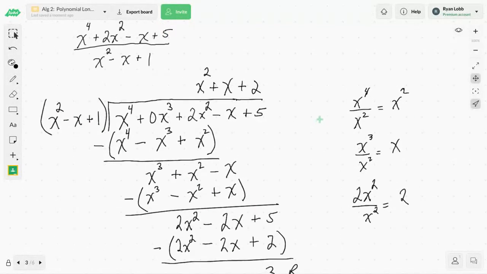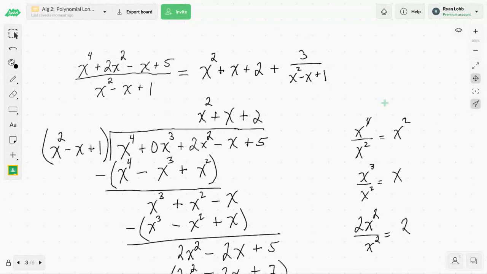So what do we have? We formalize our answer. Equals quotient. What's my quotient? My quotient is this stuff right here. X squared plus x plus 2 plus remainder. My remainder is 3 over my divisor, x squared minus x plus 1. Okay. And then this would be the answer. All right. When we divide, we get right here the end result.